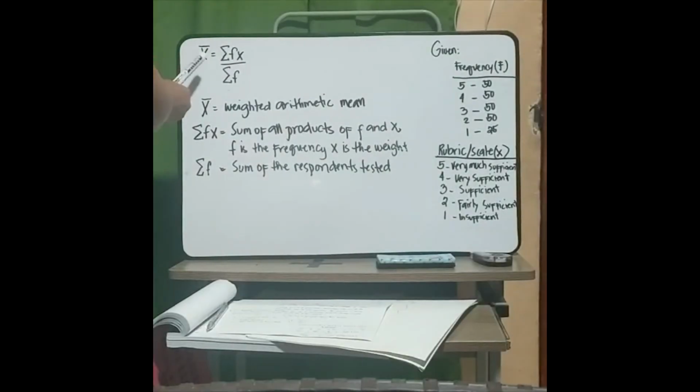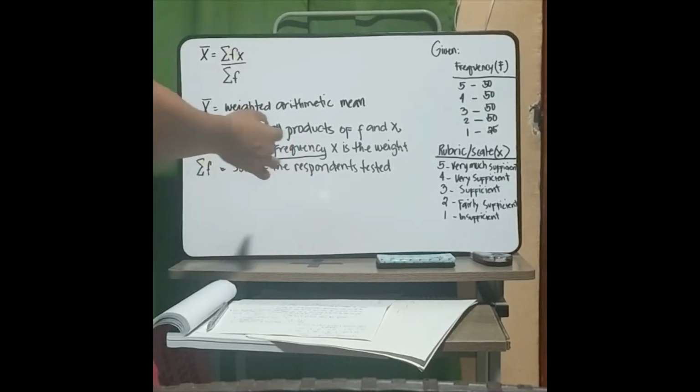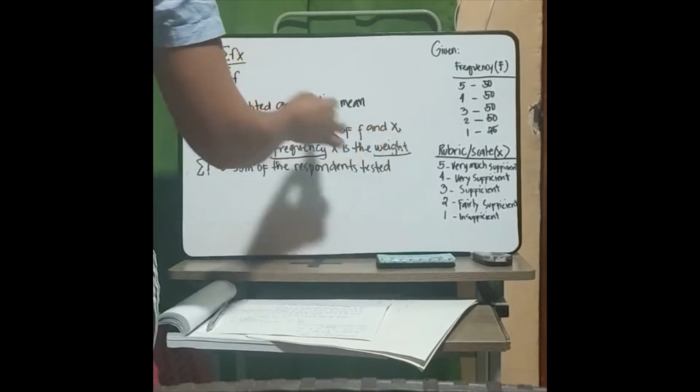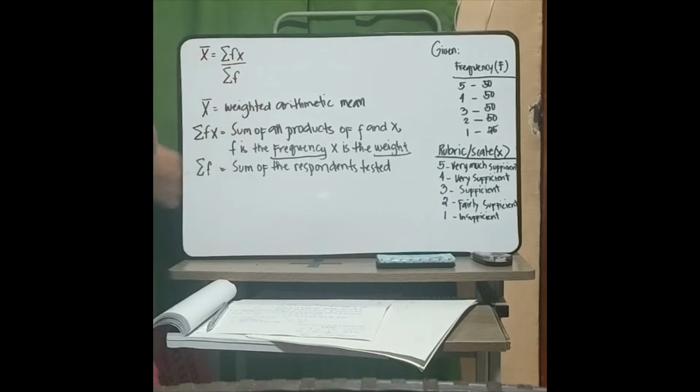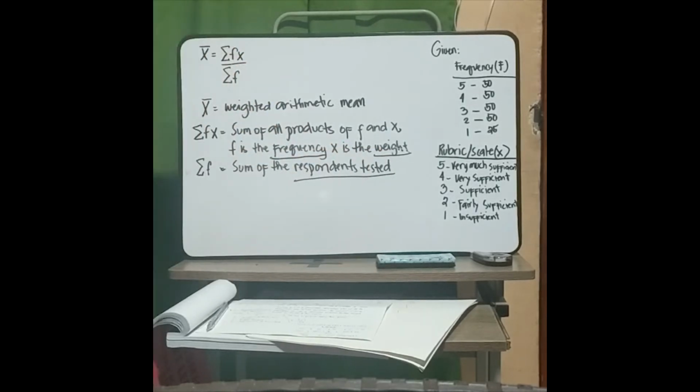In getting the weighted mean, we consider this formula. So we have mean is equal to summation of f, which is the frequency, times x, which is the weight, over the summation of f, which is the respondents tested. Alright? So, let's try to have our own example for you to understand more about how to get the weighted arithmetic mean.